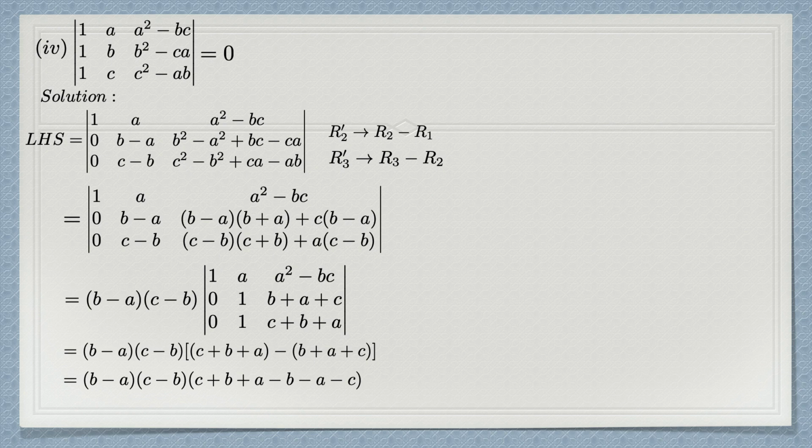Now check whether you can cancel any of the terms. We can cancel C and minus C, B and minus B, A and minus A. So the entire term got cancelled. So this is 0. 0 into any term is 0. This is our right hand side.